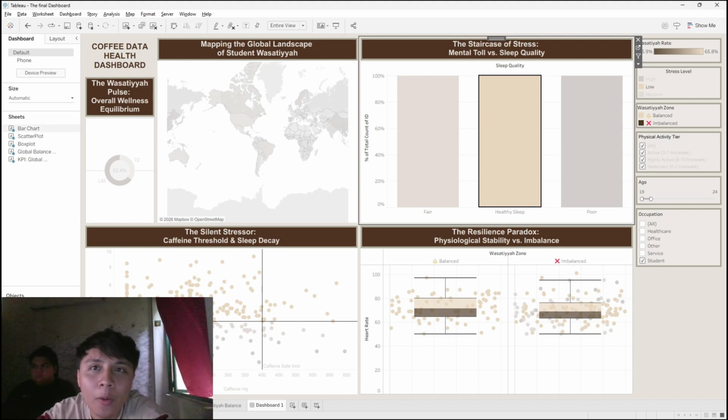So what's wrong here? Basically this is what we call the resilience paradox. It means that your body is hiding the damage, and you might think you are doing okay because your pulse is steady, but your mind is actually reaching a breaking point. We are basically blind to our own stress because our bodies are too good at pretending everything is fine.